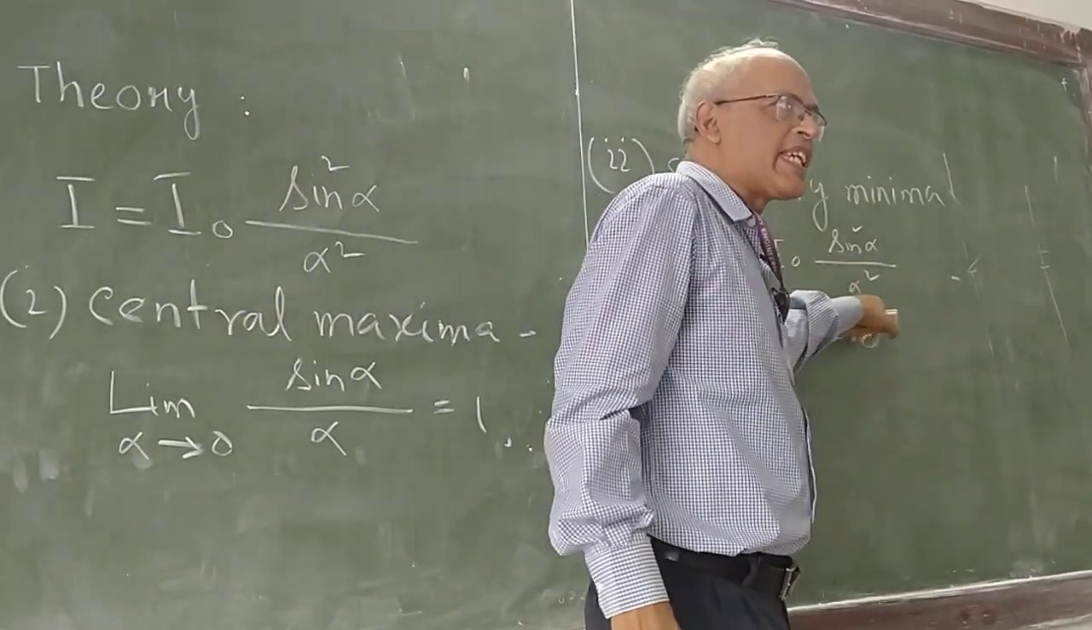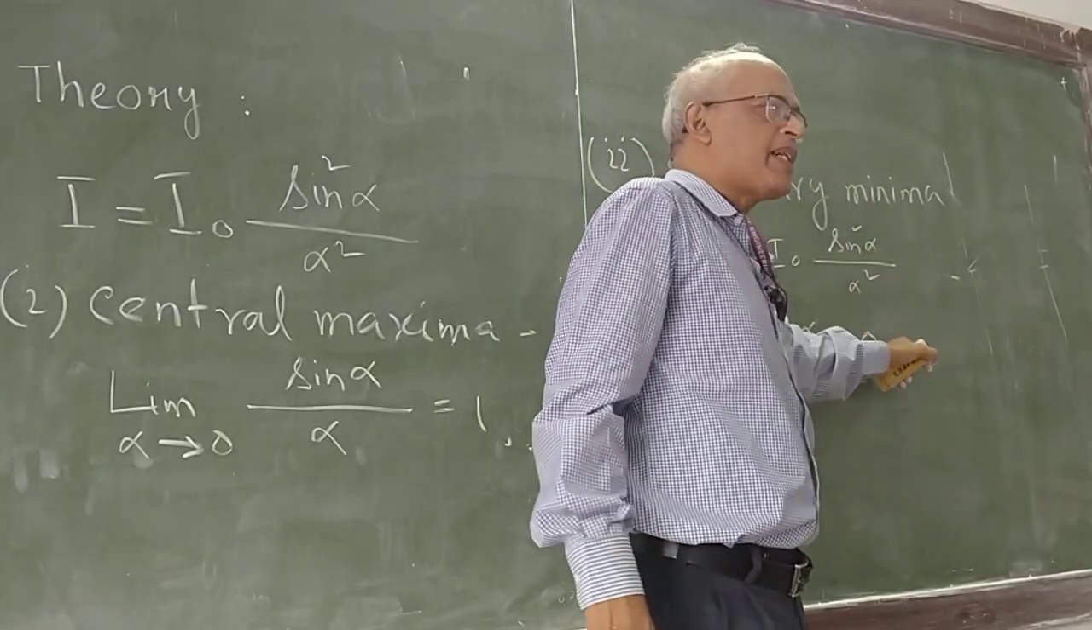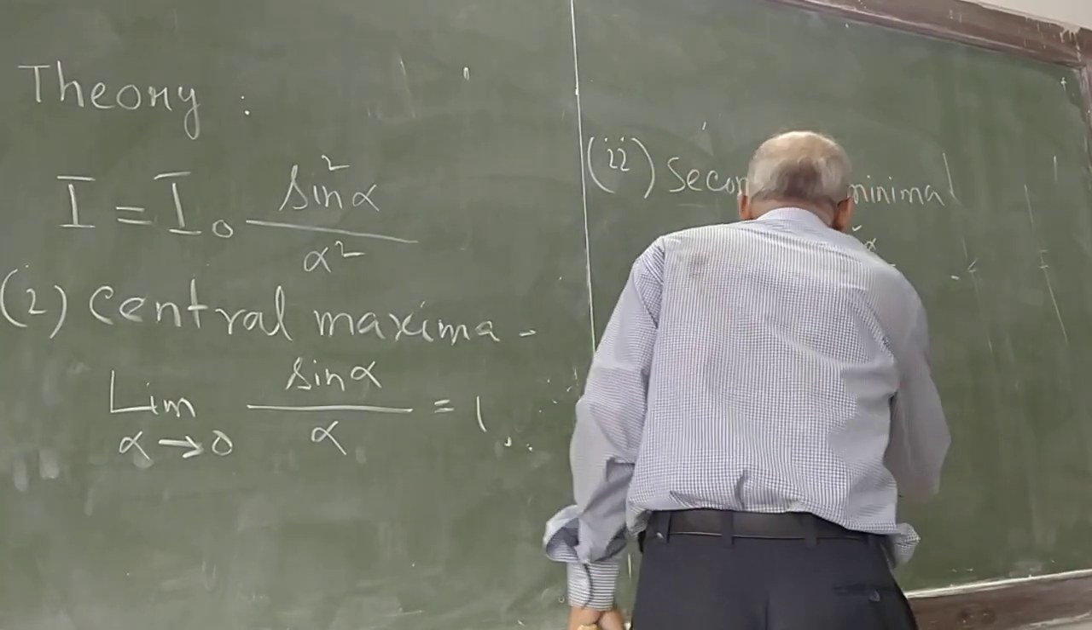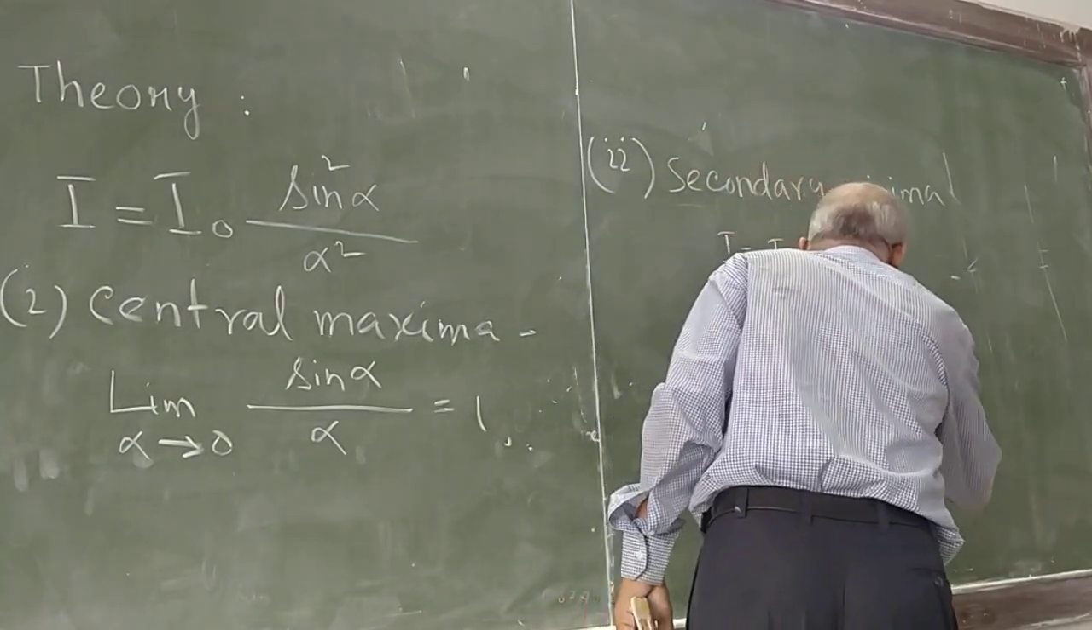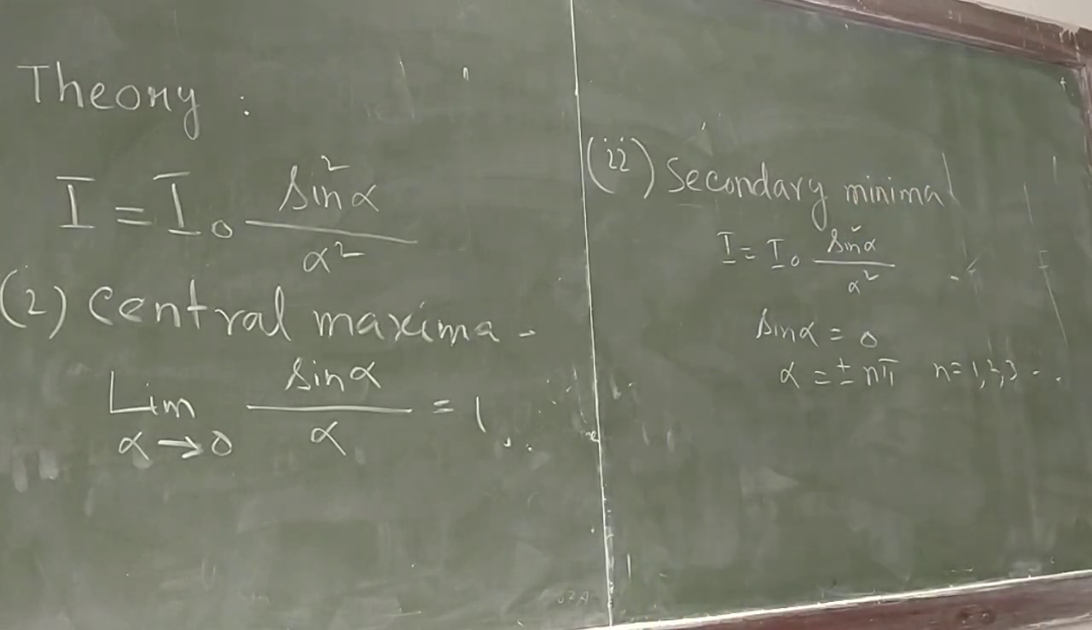As alpha continuously increases, you check where you are getting the minima. So you will get this condition: sin alpha is equal to 0. So alpha is equal to plus minus n pi. Alpha is equal to 0, that is theta is equal to 0, we have discussed. Both positive side and negative side we will get. We discussed the positive side; the negative side is the same.